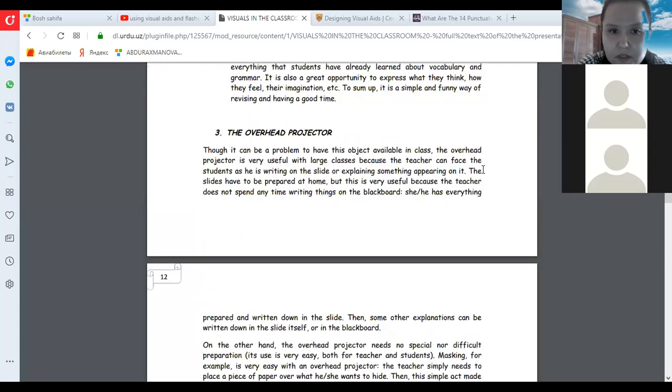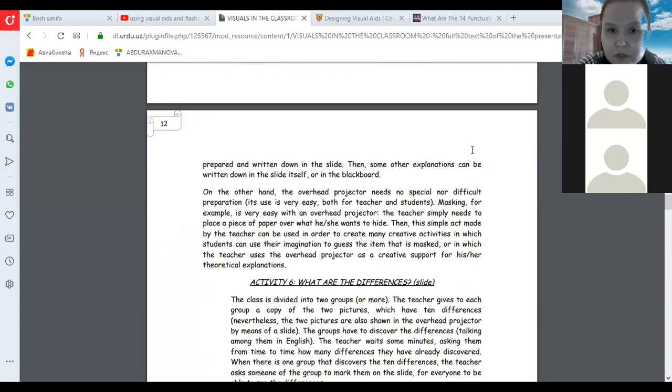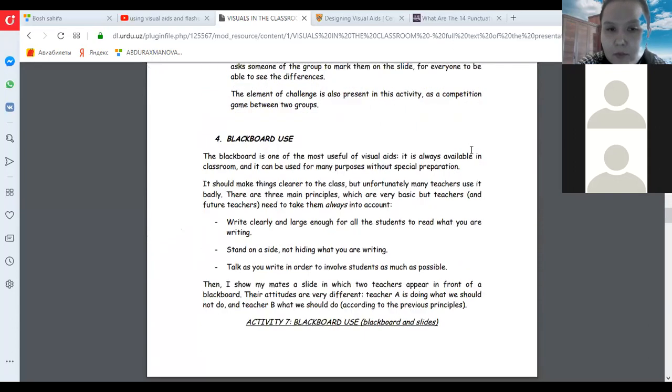So next one, it's about overhead projectors. We learned it, and Blackboard use. And Blackboard also is very useful. You know, without Blackboard, sometimes the lessons can be difficult. I mean, the explanation of the topic can be very difficult, especially for very large classrooms.